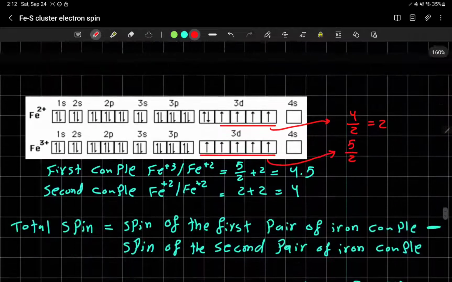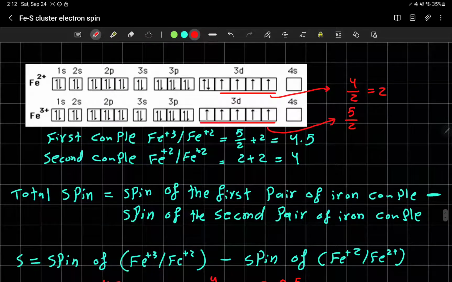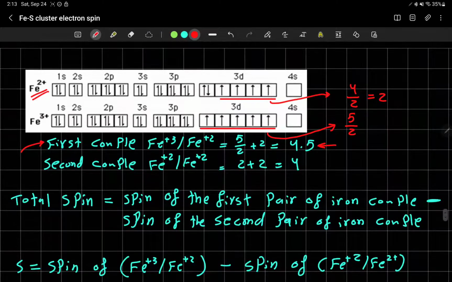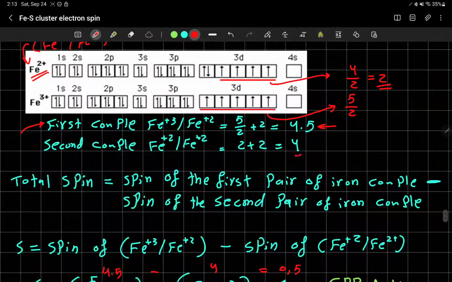The possible couples, as we saw, and now we will find their electron spin. The first couple spin is Fe3+ and Fe2+, so we do the exact same steps. We have 4.5 here, and in the second couple we have Fe2+ and Fe2+. Both of them are 2. So 2 plus 2 is 4.